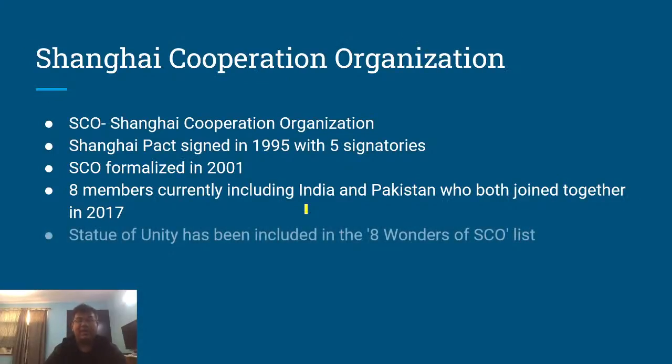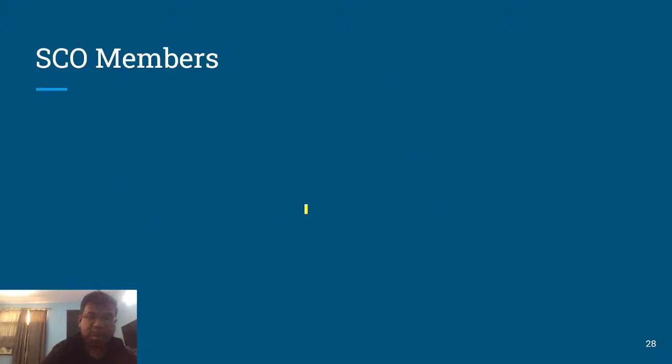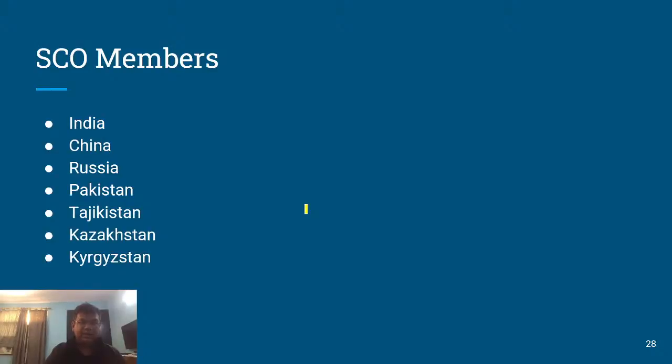In fact, the Statue of Unity, the SCO has come up with the eight wonders of the SCO list. There's this term called wonders of the world, so the SCO has eight wonders of the SCO. One of them is the Statue of Unity. Right. So, who are the SCO members? Let us understand. These are the eight countries that are members of the SCO.